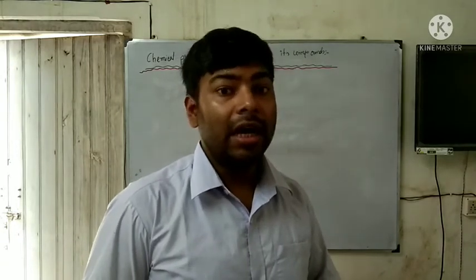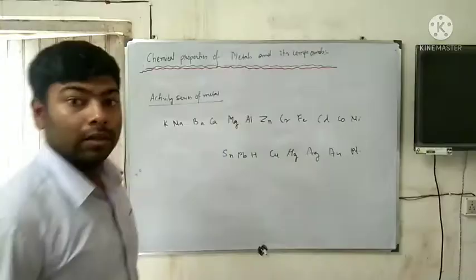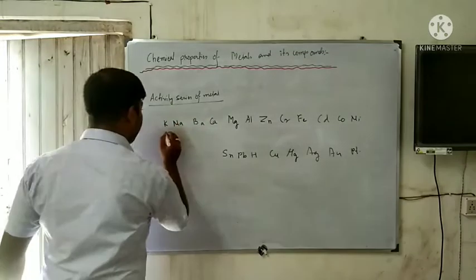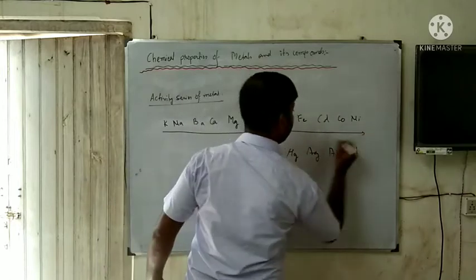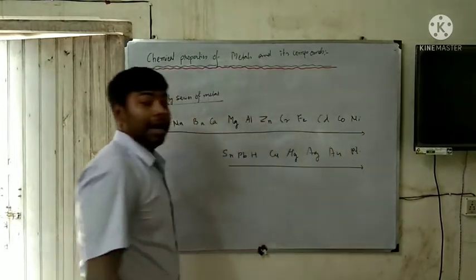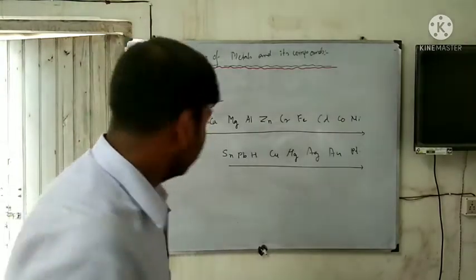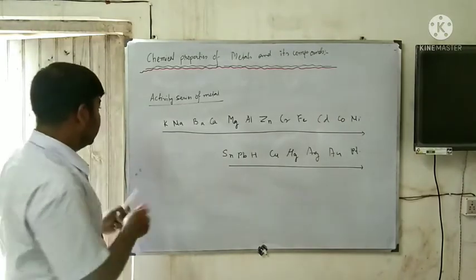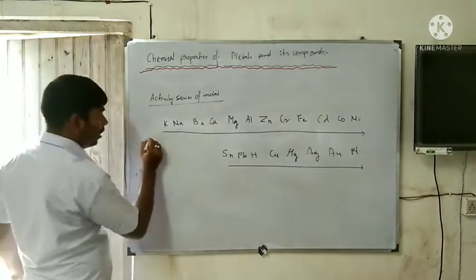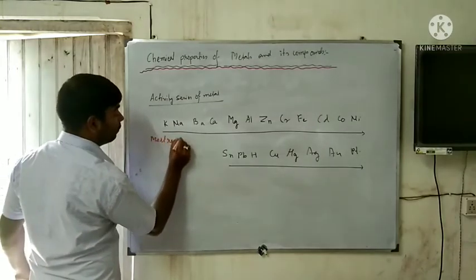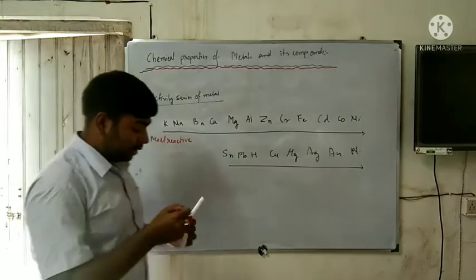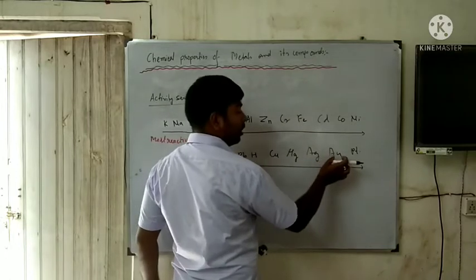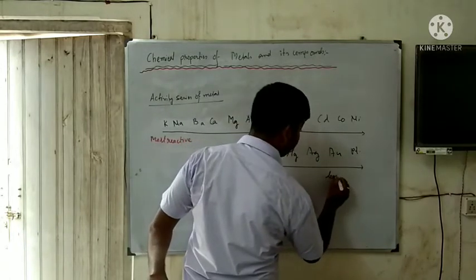So let's see the activity series. In this activity series of metals, from here to here the activity, or you can say reactivity, decreases. So that's why this will be the most reactive. I am writing in the red pen: sodium, potassium, barium, calcium, magnesium. These are most reactive. But mercury, silver, gold, platinum are least reactive.